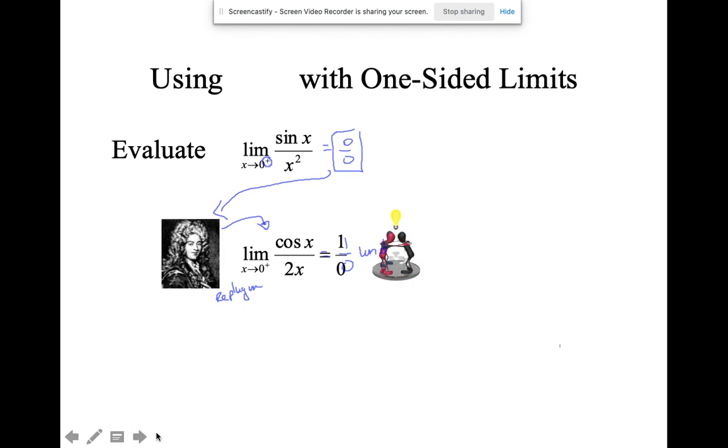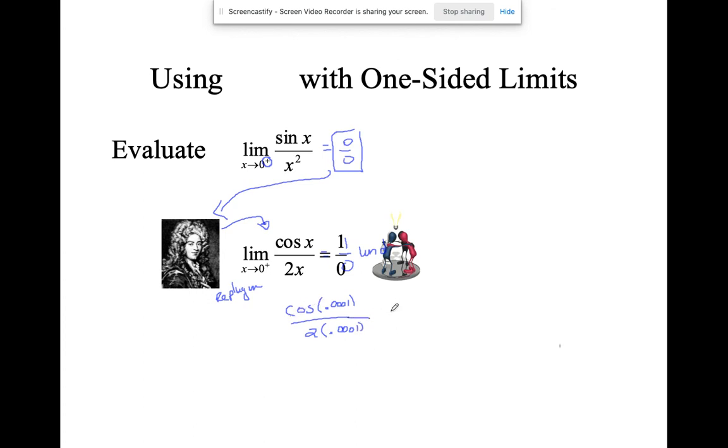So I have to think, what's going on? Instead of just plugging and chugging, I actually have to think about what's happening as I plug in numbers, because I'm not actually plugging in 0. I'm plugging in numbers really, really close to 0 from the right. So in reality, I'm plugging in cosine of 0.0001 over 2 times 0.0001.